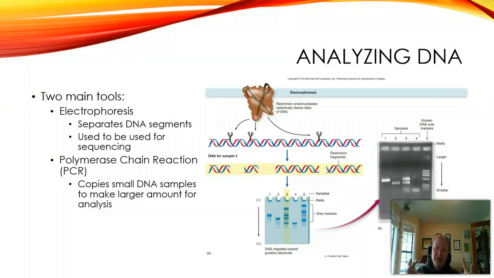Another application analyzing DNA is called polymerase chain reaction, PCR. When we have DNA, and if we only have a very little bit of DNA, we have to make huge amounts of copies in order to be able to analyze it. We can't analyze microscopic amounts. We have to get bigger amounts. And so polymerase chain reaction allows us to make those copies that we can then do with electrophoresis or do other applications with.